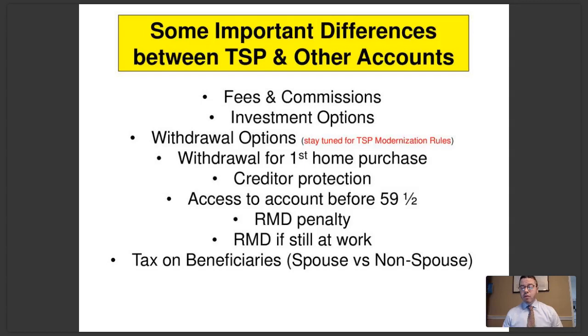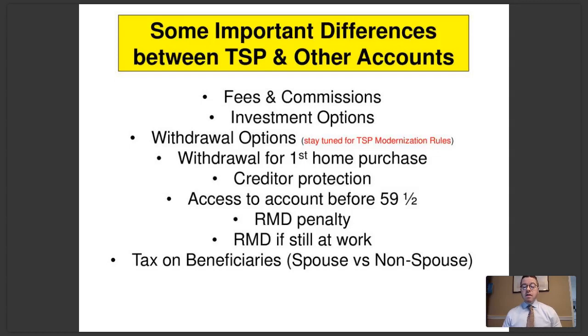So I'll read through this list, but the ones I'm going to focus on the most are fees and commissions, the first bullet point, and then the second bullet point, investment options. The third bullet point I'll touch upon as well. So fees and commissions, I'm sure you guys know there's fees with the TSP. There's also fees outside the TSP. I'm going to give you a compare and contrast in just a moment about that. Investment options in the TSP, they give you whatever investment options they give you. Outside the TSP, they have investment options as well, as we're going to compare and contrast.